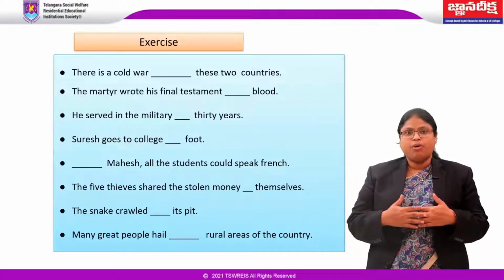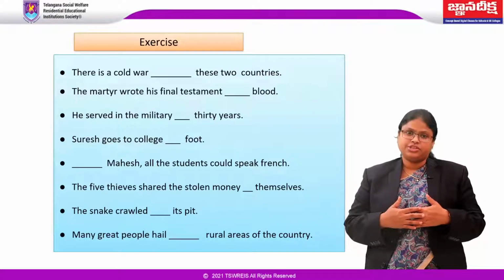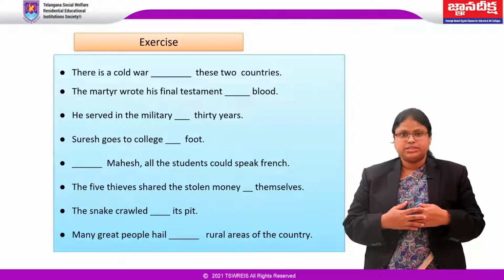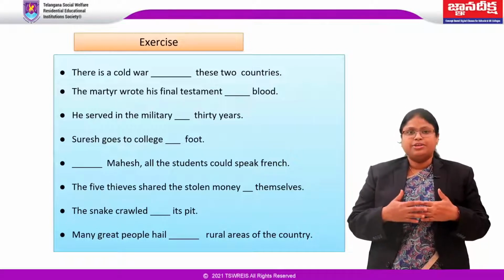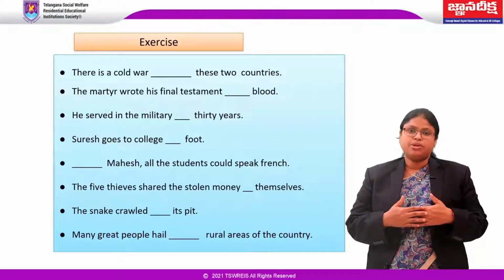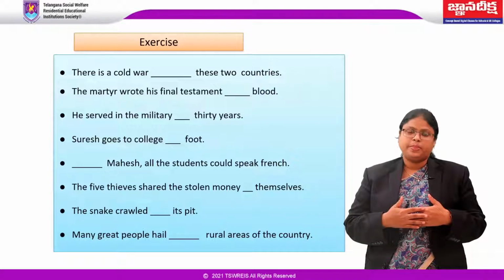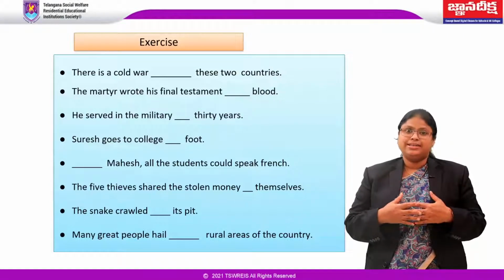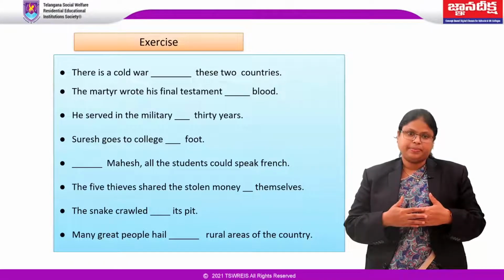Dash Mahesh, all the students could speak French. Except Mahesh, all the students could speak French. Next one, the 5 thieves shared the stolen money dash themselves. And the answer is among themselves. The snake crawled dash its pit. And the answer here is the snake crawled into its pit.